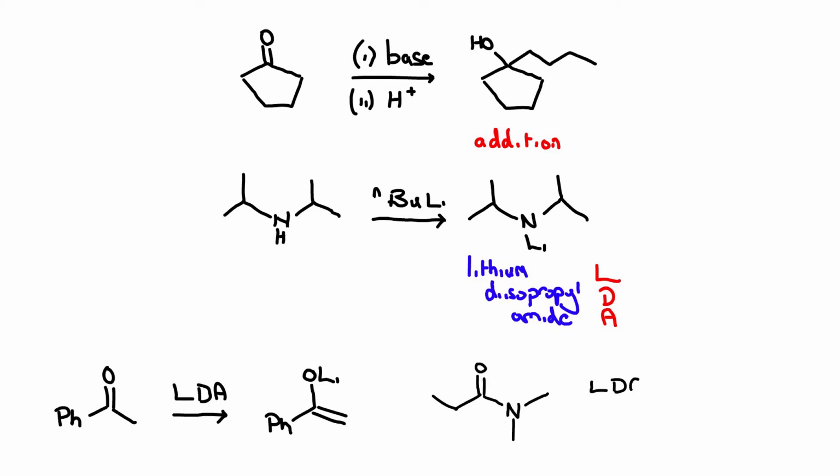Deprotonation of N,N-dimethyl amides proceeds cleanly to give a Z-enolate. Alkylation of amides of this kind are very easy to control.